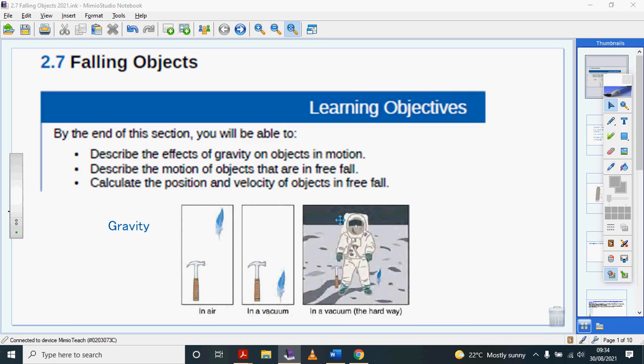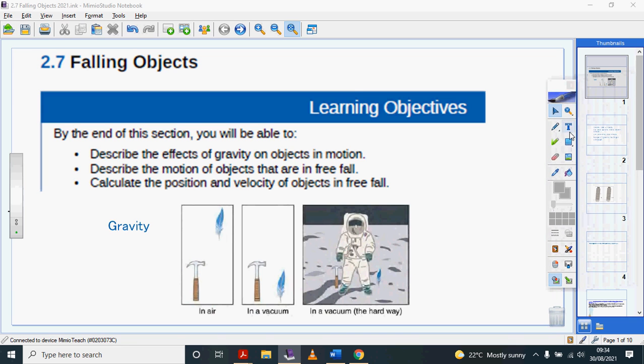So today we're talking about falling objects, or motion influenced by gravity. By the end of this lesson, these are our lesson objectives. You'll be able to describe the effects of gravity on objects in motion. Describe the motion of objects that are in free fall.